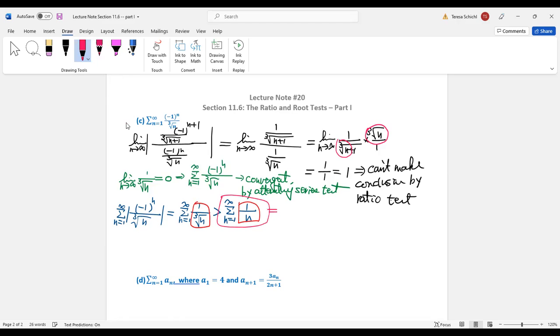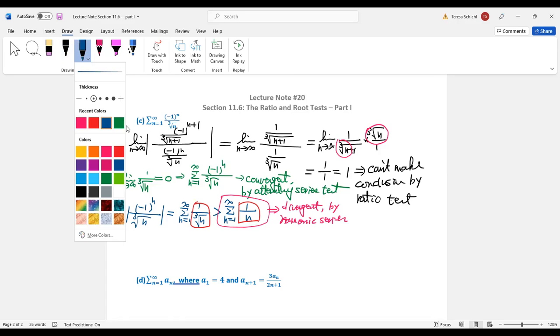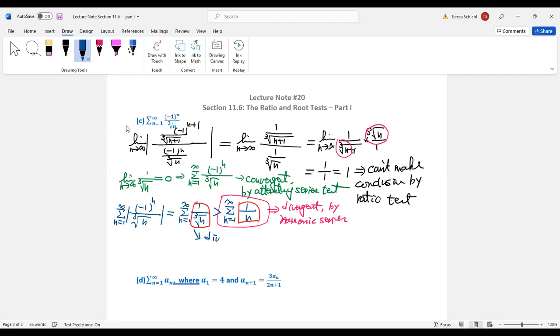This is what type of series? This is a divergent series. Why? It's by harmonic, right? Because this is a harmonic series. So a harmonic series is divergent, and this series is greater than the harmonic series. So I know this series is divergent by the comparison test.